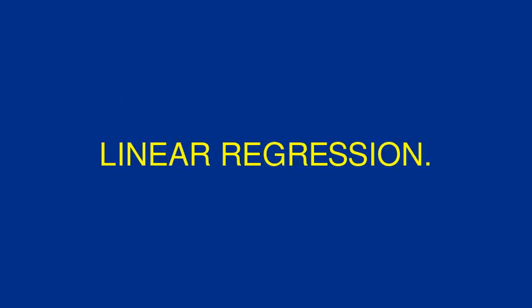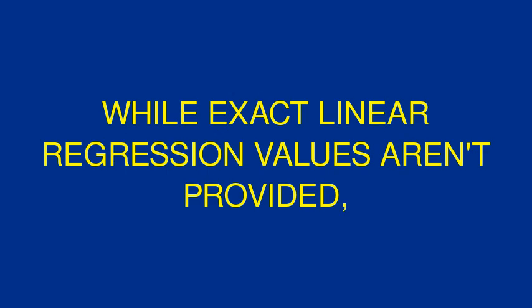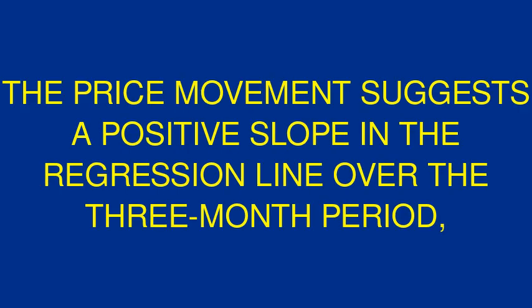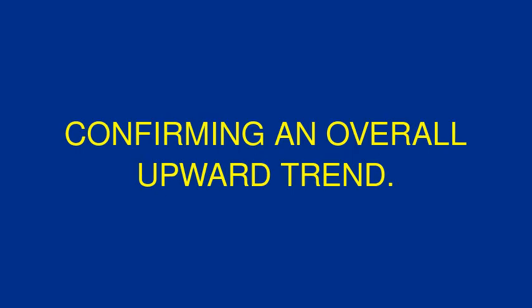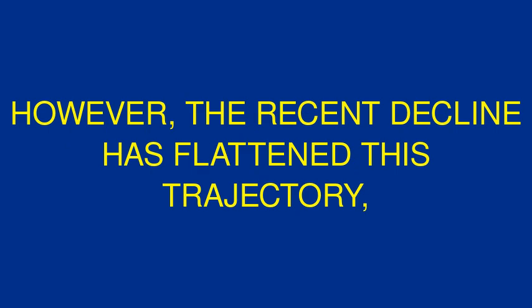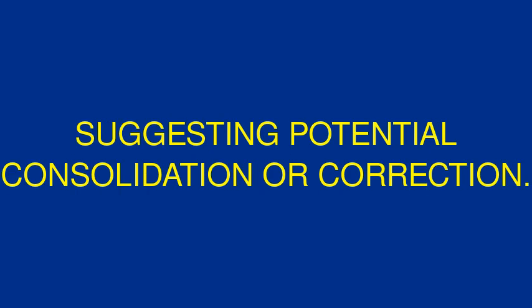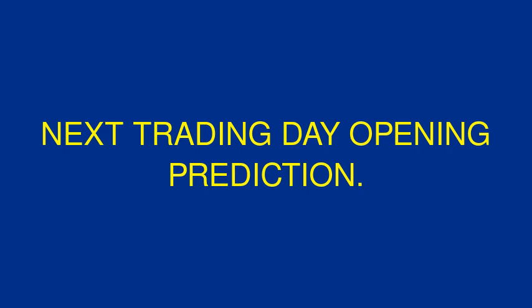Linear regression. While exact linear regression values aren't provided, the price movement suggests a positive slope in the regression line over the 3-month period, confirming an overall upward trend. However, the recent decline has flattened this trajectory, suggesting potential consolidation or correction.